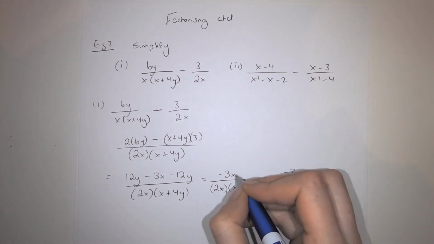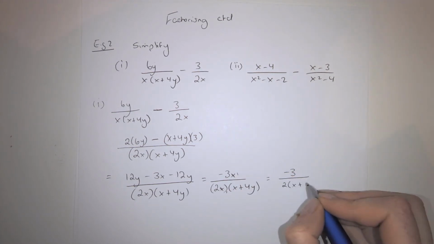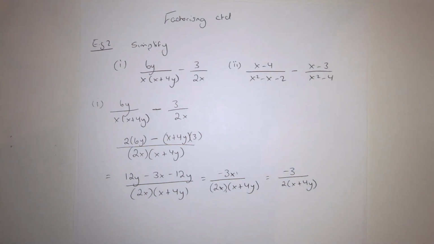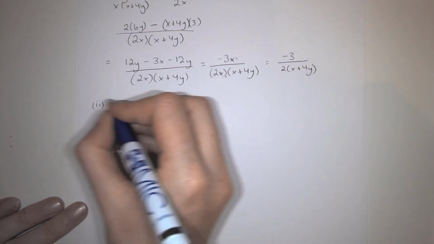So x into x goes once, x into x goes once. And then we've a 2(x + 4y) on the bottom. So that's that simplified. The next one then, we're going to do in a similar fashion.